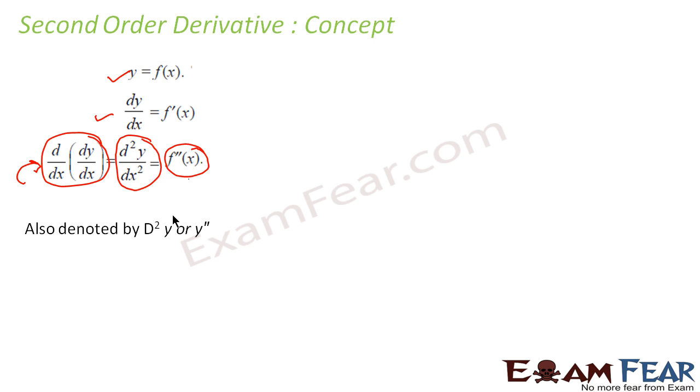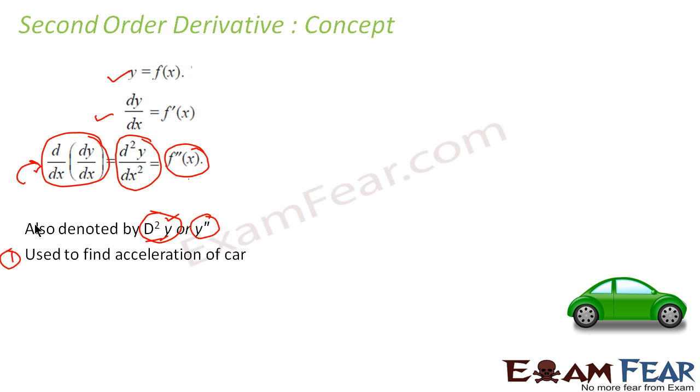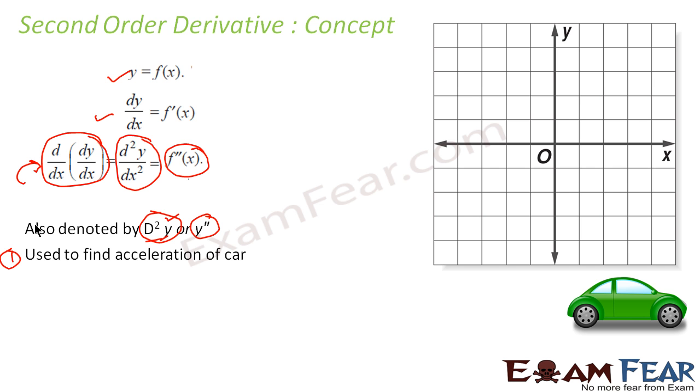Before taking the example, we know that the second order derivative is represented by d square y or y double dash. Correct? And as I told, it is used to find the acceleration of a car. There are so many examples, but one of them is, if you have this car, and it is moving and accelerating, and you want to find the acceleration of this car.